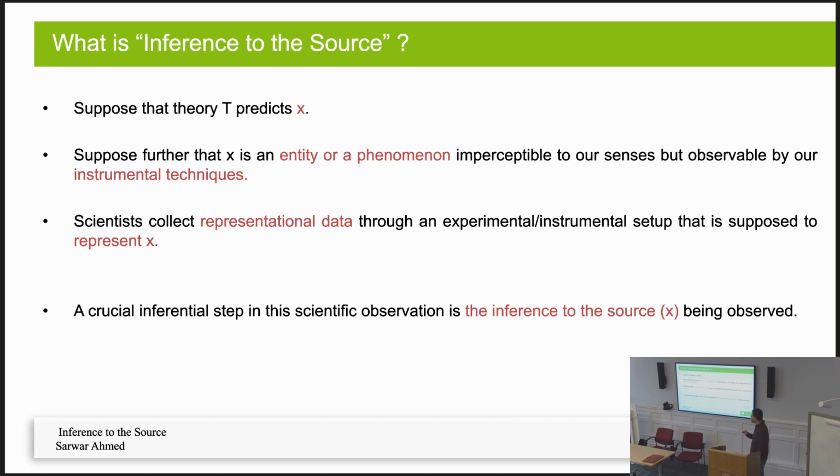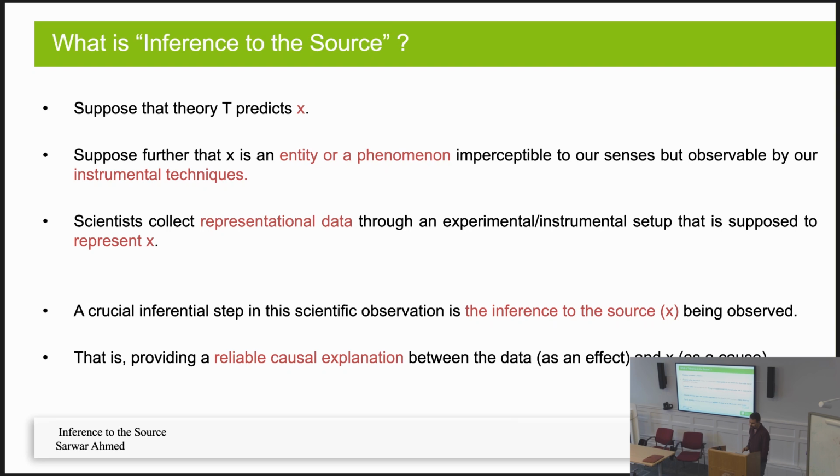So a crucial inferential step, I think, is in this kind of scientific observation. How do we infer X that is observed? In other words, we need to provide a reliable causal explanation between the data, the representational data, and the source, which is X. You can also think about it in terms of cause and effect.